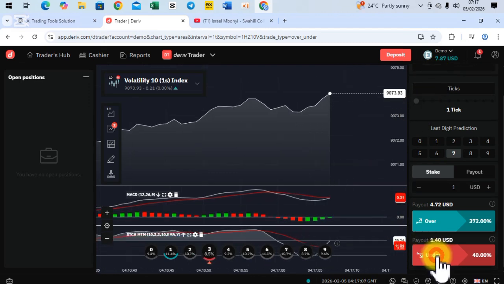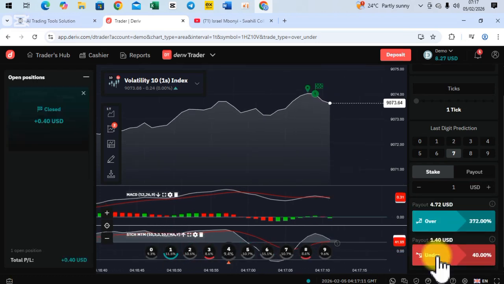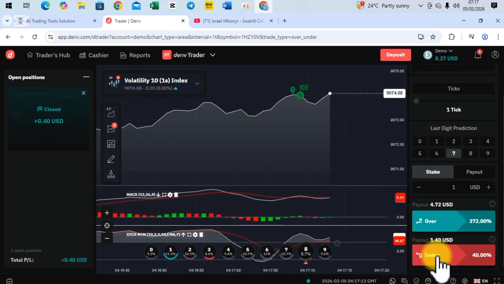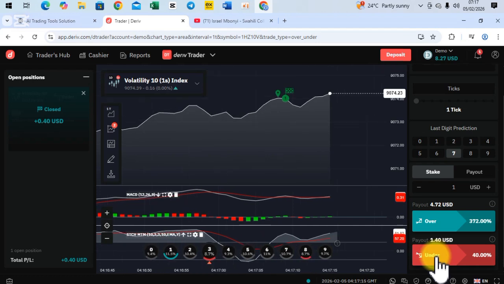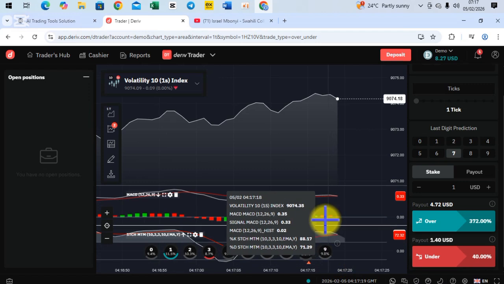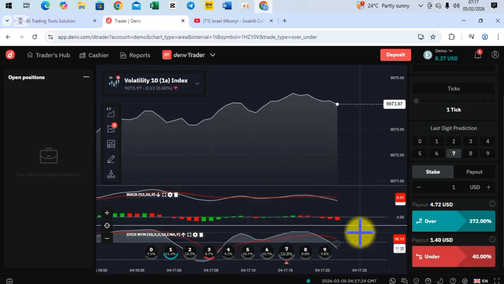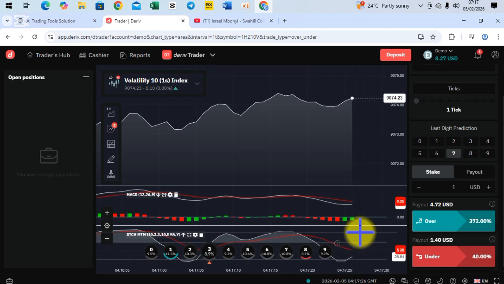Okay, so you can see that is an entry. Let's see. And that is a win. So let's wait for another entry. This one comes to the negative zone. Then we click on under, make sure the green bars and the red bar are under 7, please.